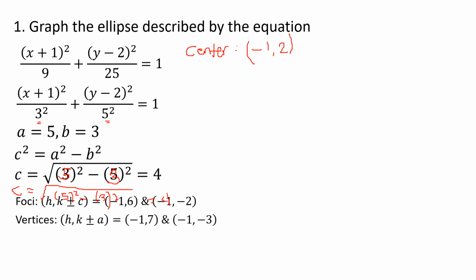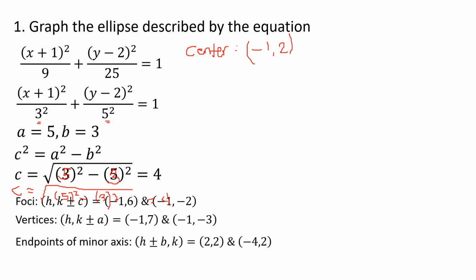Next is to solve for the vertices, which is h, copy the h, then k plus minus a. So for h, we have -1, you copy -1, and k is 2. So 2 plus a, which is 5, that is 7, and k minus a, so 2 minus 5, that is -3. So our vertices are the points -1, 7 and -1, -3.